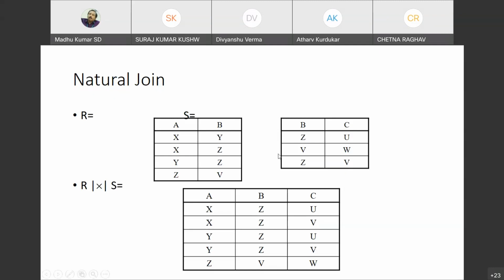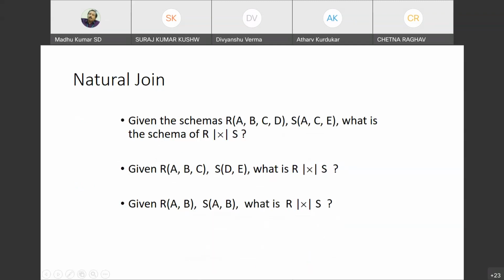So you have XY, the value coming in the common column is Y, and none of the tuples in the second table S are having Y. So we don't have XYU or XYW or XYV coming here. But if you look at the second row, XZ, we have ZU, we have ZV. So in the resulting table, we have XZU and XZV. Now you take YZ, you have ZU and ZV. So we have YZU and YZV in the resulting table. Similarly, when you take ZV, you have VW coming here. So we have ZVW.